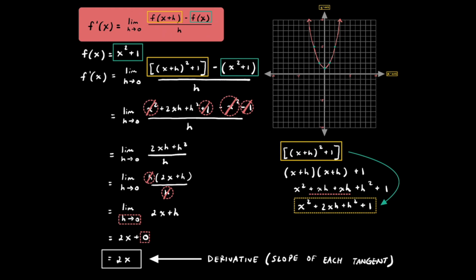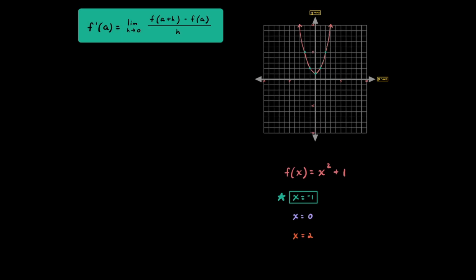2x is going to represent the slope of each tangent line. As the different x values change, the slope of the tangent line at each of these points is also going to change. Now we're going to look at some specific x values to see how the slope of the tangent lines are going to change. Let's use the definition to find the slope of the tangent line when x is equal to negative 1. Since we're talking about a specific value, we're going to be calling this a. A is going to equal negative 1. We're going to be substituting negative 1 every time we see a in the definition.